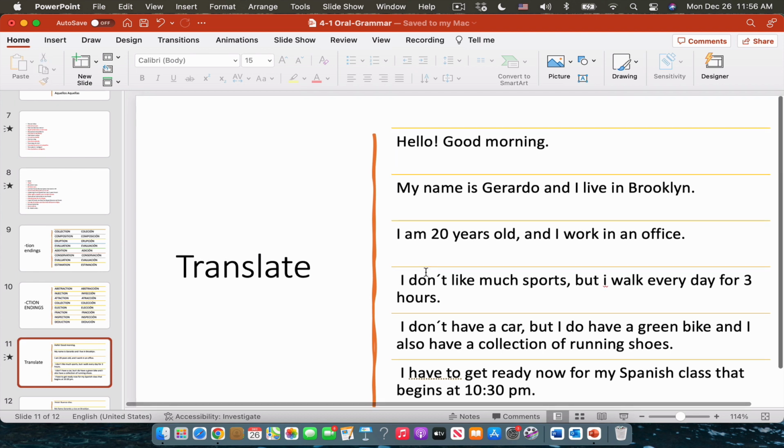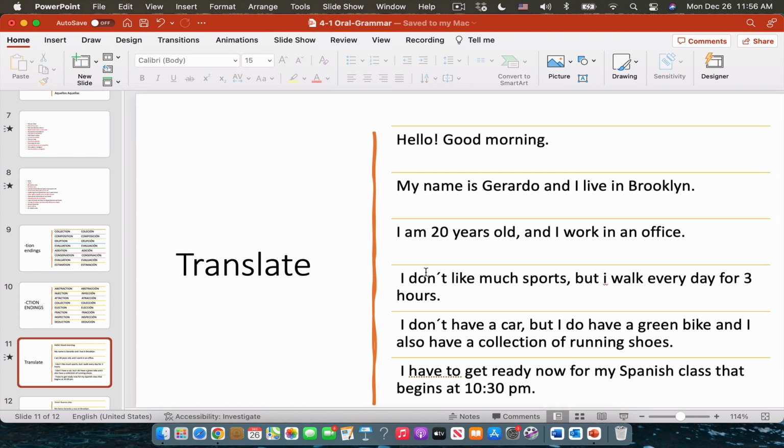For example, if we want to say this in Spanish, we have seen all the situations, so probably it will not be difficult for you to translate. For example, we have hello, good morning. How do you say that? Hello, good morning. Hola, buenos días. My name is Gerardo. Me llamo Gerardo. And I live in Brooklyn. Yo vivo en Brooklyn.